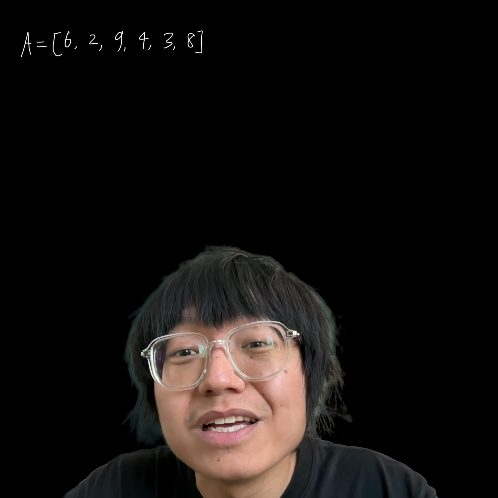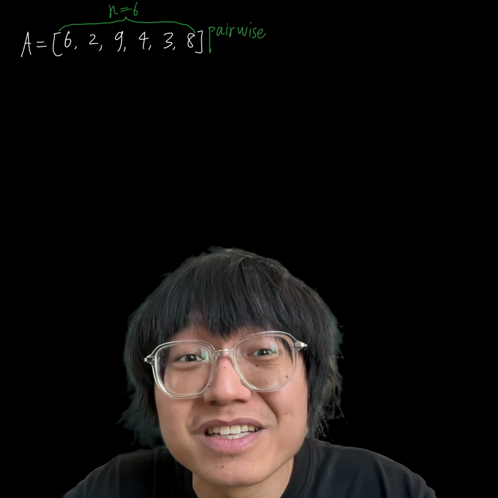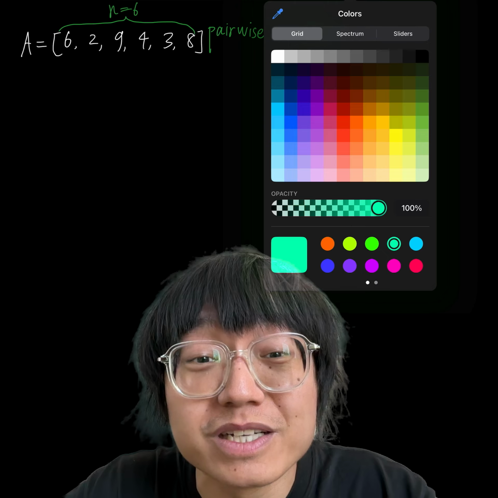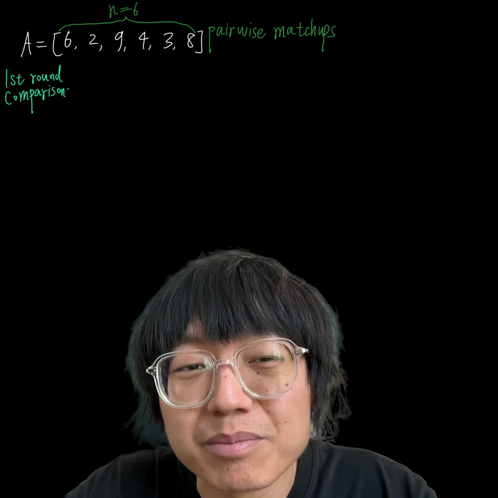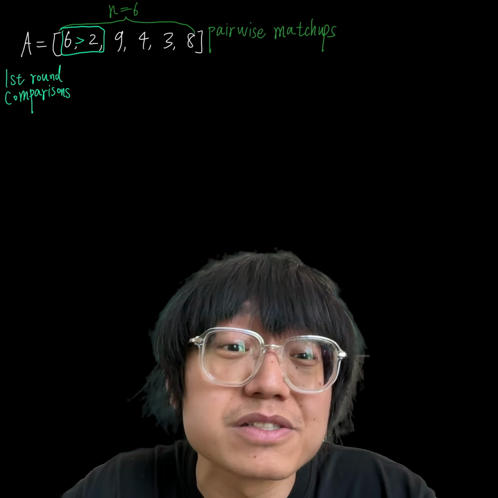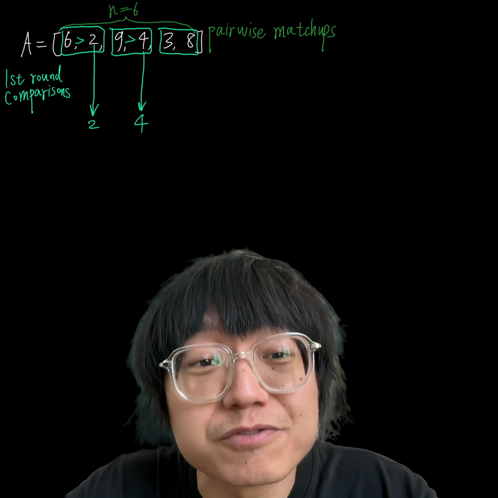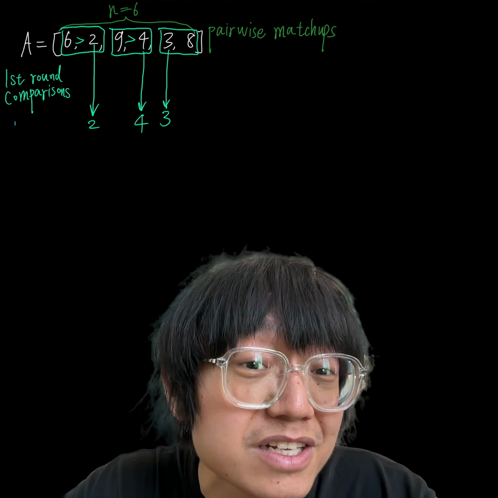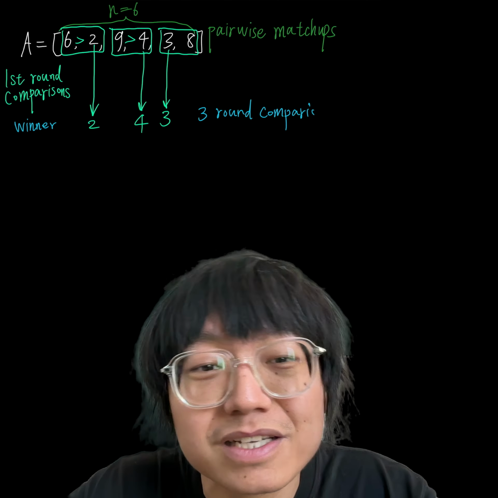Let's consider we have an array of elements A, which is 6, 2, 9, 4, 3, and 8, with n equal to 6. So we are assuming they are pairwise matchups. The first round of the comparison is 6 versus 2, the winner is 2, and 9 versus 4, the winner is 4, and 3 versus 8, the winner is 3. So the total comparisons in this round is 3.